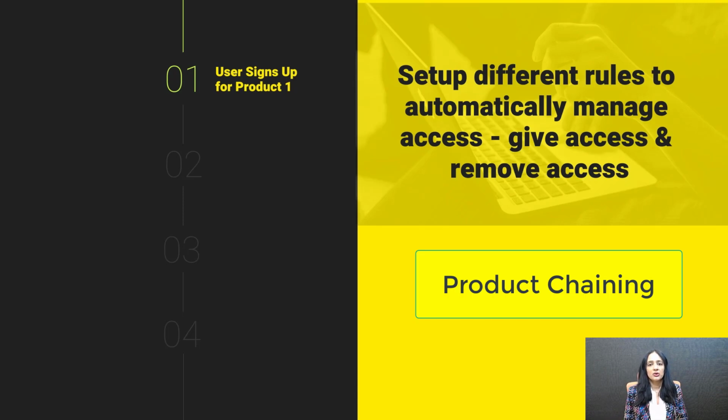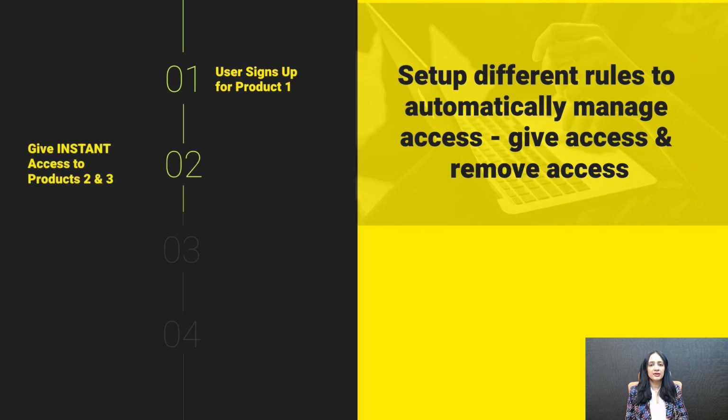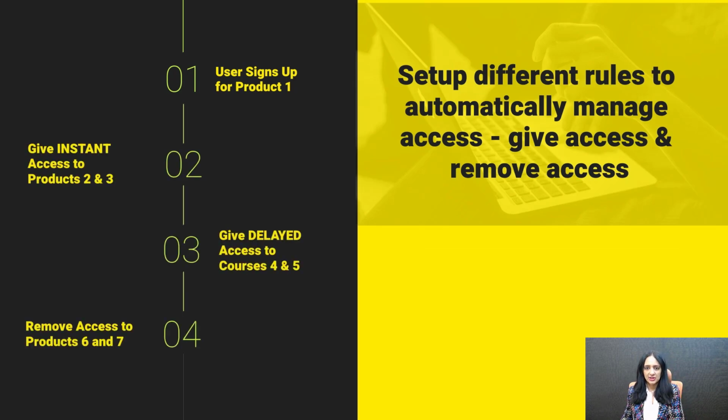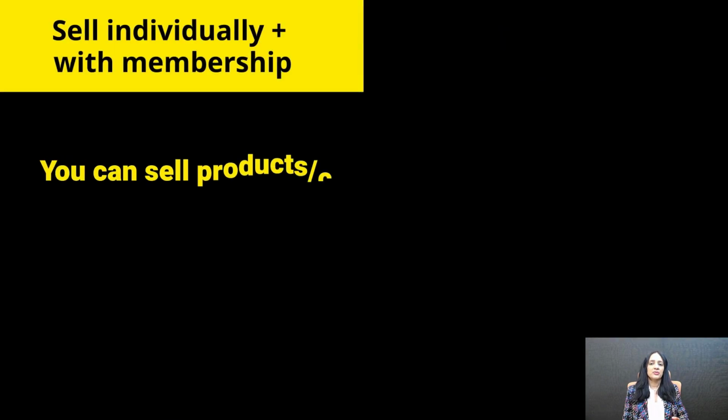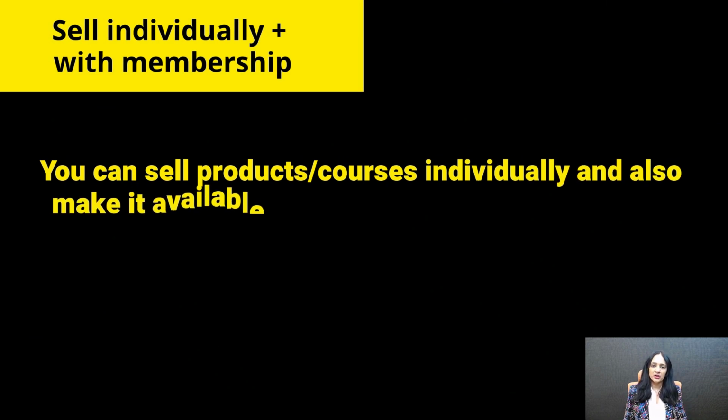So what you can do is use the product chaining feature in DApp to say, when someone signs up for this product, this membership, then automatically give them access to all of these other things. And it could be a product, a course, a challenge, a training, a video, whatever it is that you want to give them access to, which you have created as a product, and you might also sell it individually. Now you can make it part of the membership through this product chaining feature.